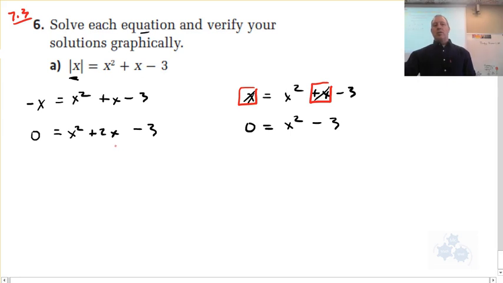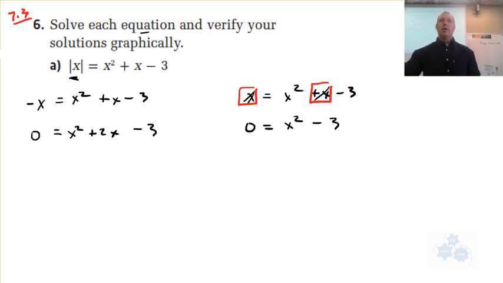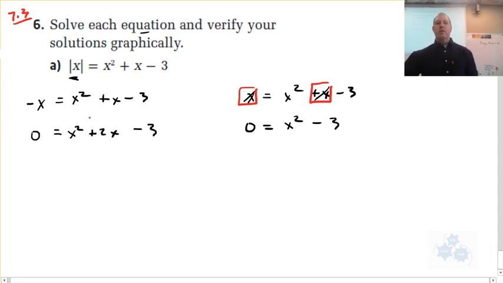Okay, so now we need to solve these. So if we can solve by factoring, then great. If not, we might have to use the quadratic formula, which is no problem. So what can we do here? I think we can factor this, right? So this looks like x plus 3, x minus 1. That multiplies to negative 3 and adds up to positive 2. So it looks like x should be equal to negative 3 and positive 1 here.